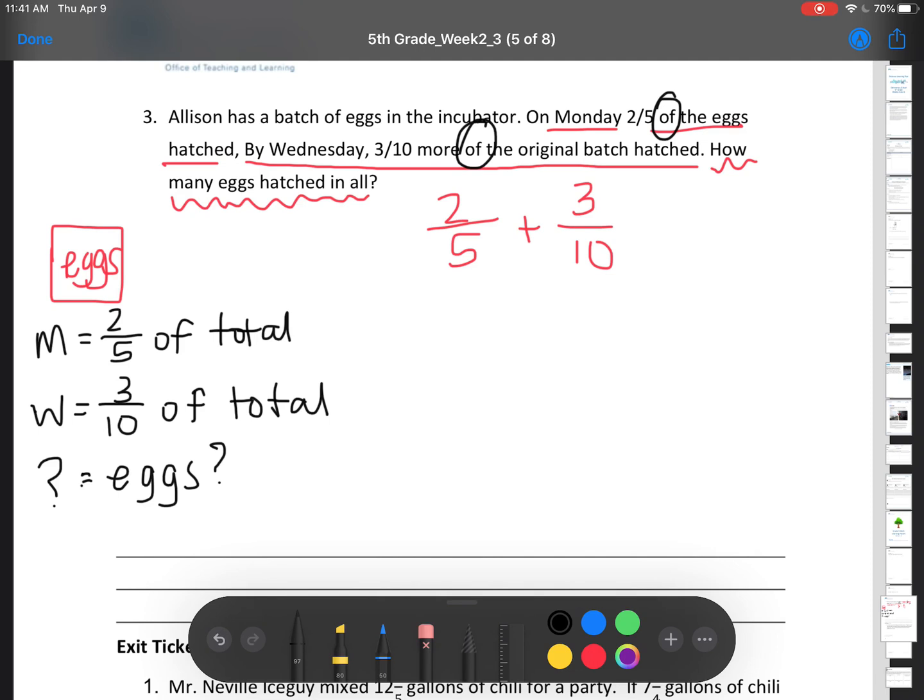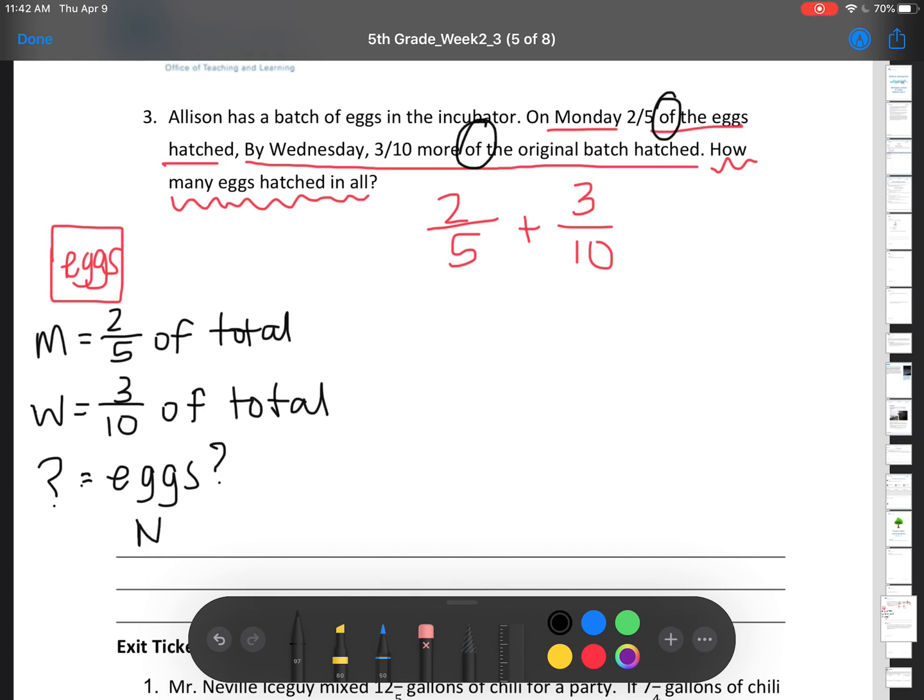It just says a batch. Well, how much is a batch? That's not something like saying a dozen, right? We know that there are 12 in a dozen, but we don't know how many are in a batch, right? You could make a batch of cookies and it could be 15, but my mom could make a batch of cookies and maybe her recipe is 25, right? We don't know. So does it make sense to just add 2/5 plus 3/10 and that's going to tell us how many eggs hatched? No, right? It doesn't make sense. We can't use that expression to solve this problem.